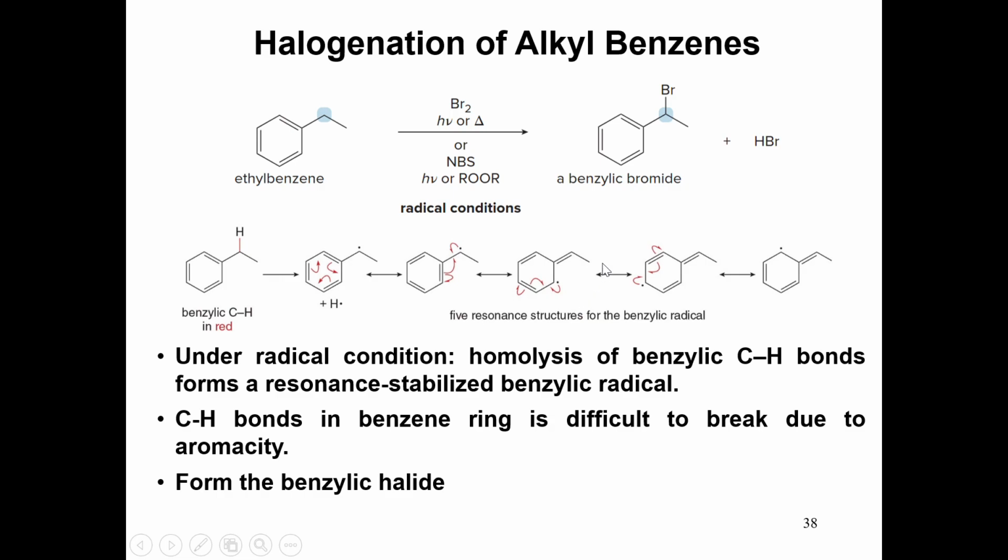Let's continue the reactions of aromatic molecules. The next one is the bromination or halogenation of alkyl benzene. Alkyl benzene means you have a benzene ring with an alkyl side chain attached to this benzene ring. We can do radical reactions with this type of aromatic molecule. This is the aromatic part, and this part is the alkyl part.